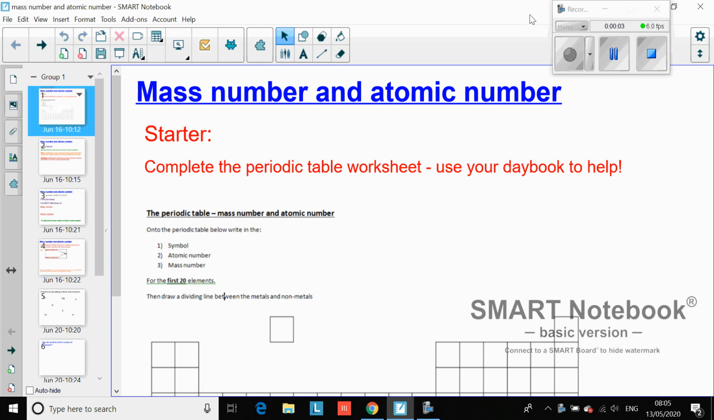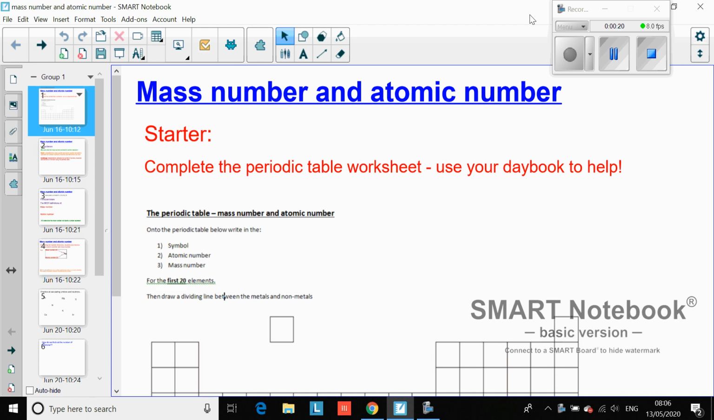Right, hello Year 8. Today we are going to be looking at atomic mass and atomic number. We did look at this a little bit last lesson when we were looking at the structure of the atom, but we need to understand a bit more about what these mean.